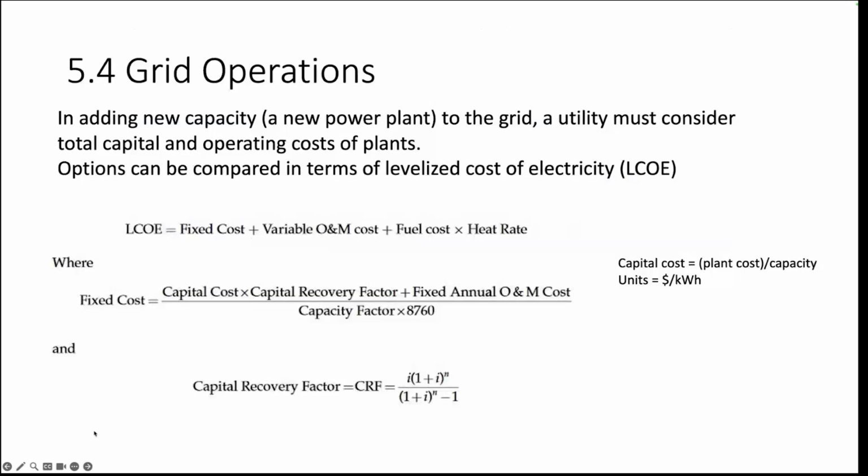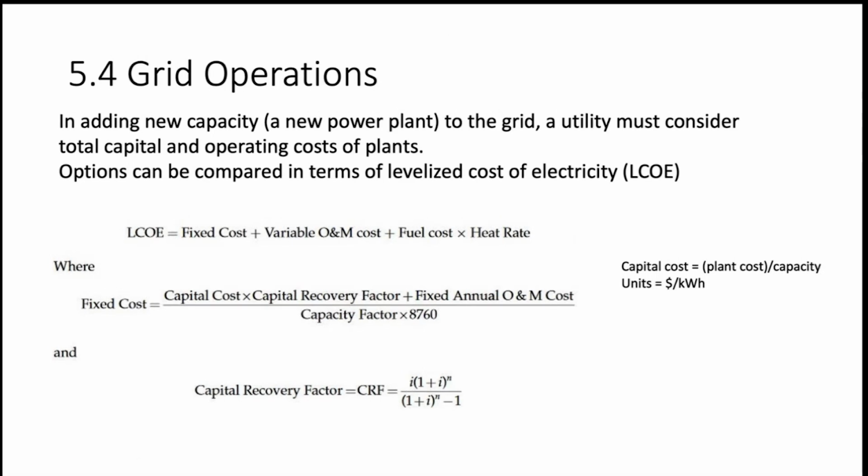Then your book gets into grid operations, and they go through all of these things we've been talking about. I think we'll stop there. We've basically only got a couple minutes left. I was hoping to get through this lecture today, which I obviously did not. But so then your book goes into grid operations.